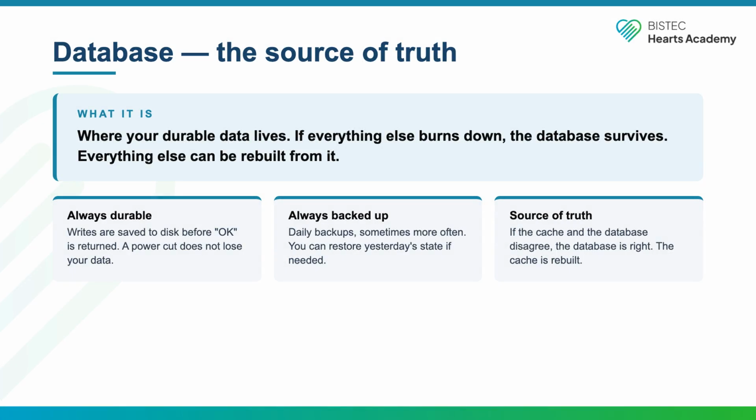The database is the source of truth. When the API service needs to read or write durable data, it talks to the database. Durable means survives a power cut. Once you write something to the database and it confirms saved, that data will still be there tomorrow.